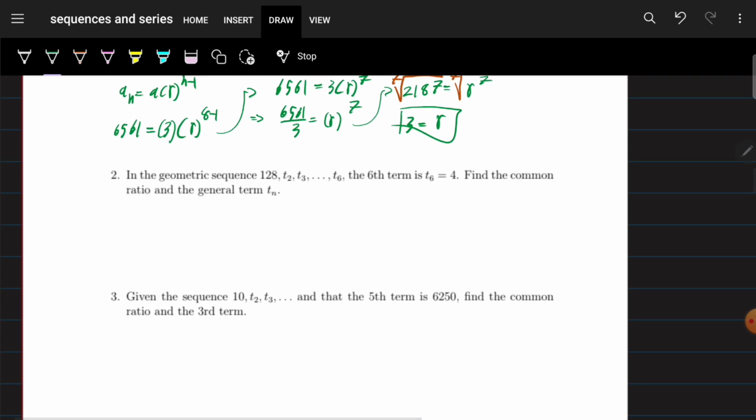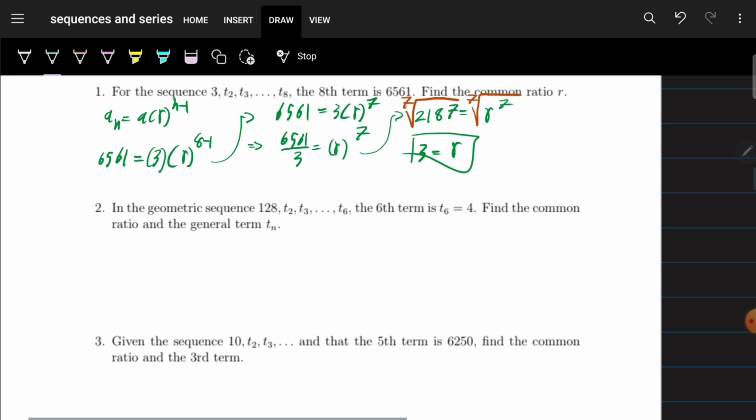Okay, let's have a look at the next problem. It says in this sequence, the 6th term is equal to 4. Find the common ratio and the general term Tn. And remember that Tn and An are interchangeable. Okay, first the common ratio.